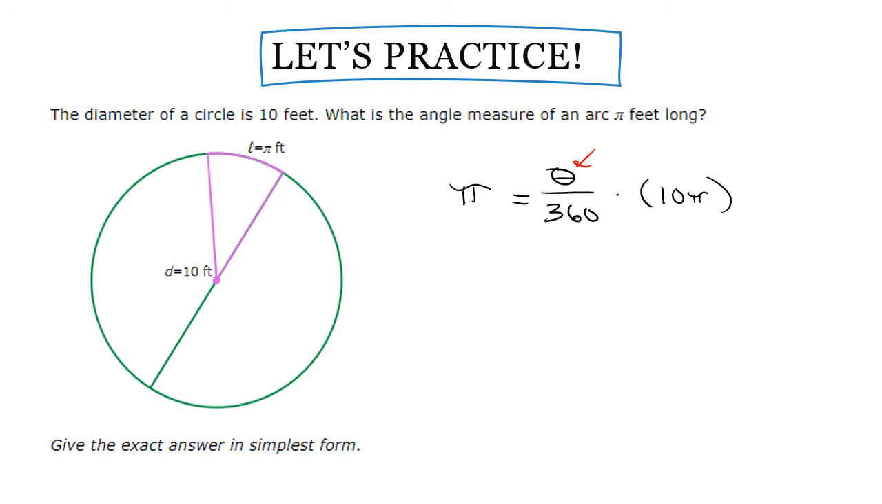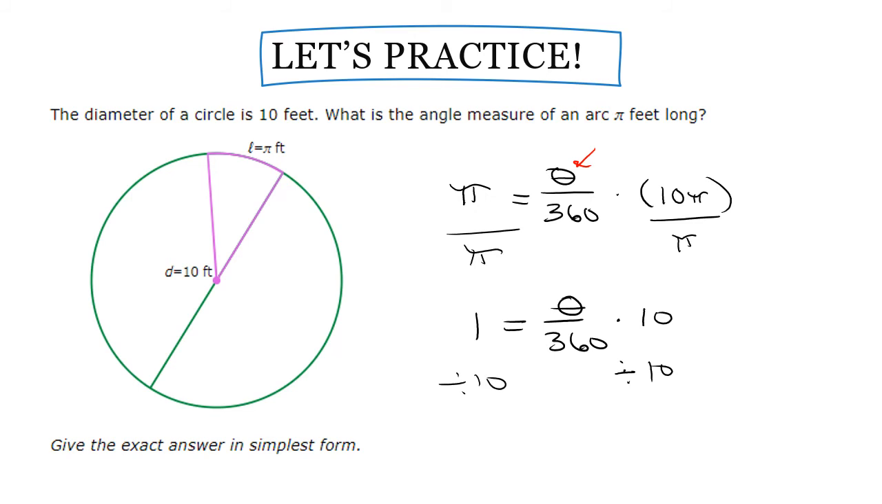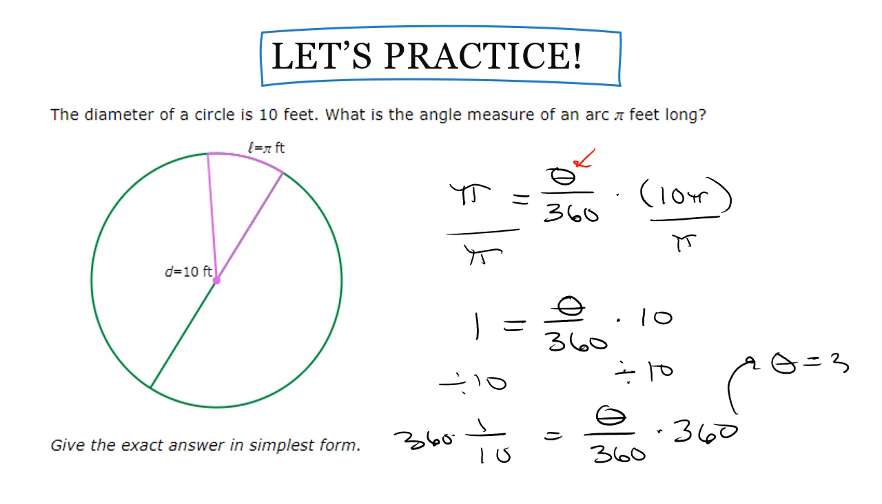So I notice that I have pi on both sides. I'm going to divide pi on both sides. So I get 1 equals theta over 360 times 10. Then I'm going to go ahead and divide by 10 because that's multiplied. I'm going to do the opposite. And I get 1 over 10 equals theta over 360. Then I'm going to multiply by 360 on both sides. And I get that the angle must have been 36 degrees. Which makes sense because if you look at the photo, this is a small angle, so it's got to be 36 degrees.